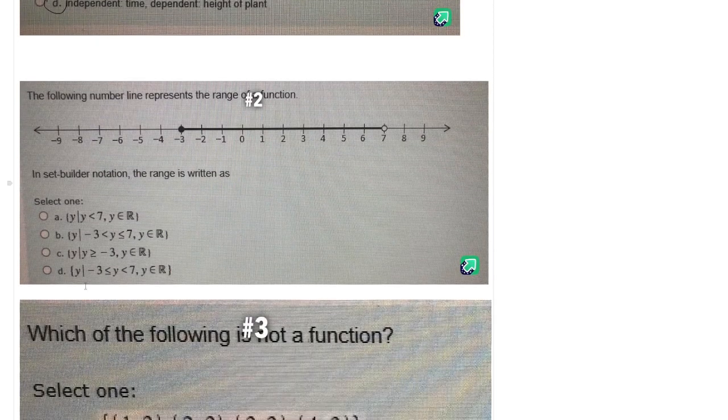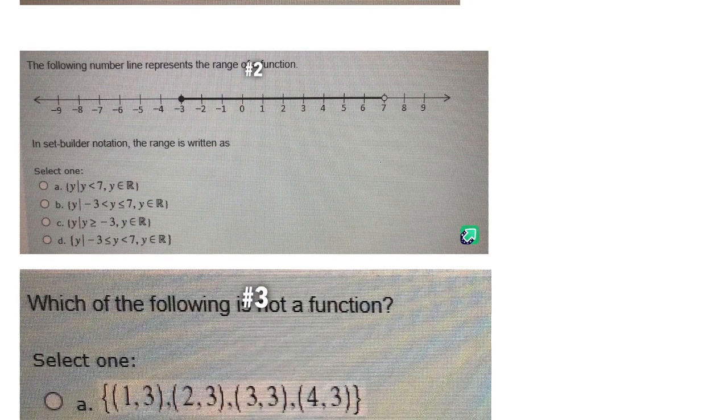Now we have a number line that represents a range of a function y. As you can see, y is between -3 and 7, but at -3 there's a solid circle, so you want it to be less than or equal to. And then at 7 it's an open circle, so you want that to be strictly less than. So y could be greater than or equal to -3, but less than 7. So the answer is D.